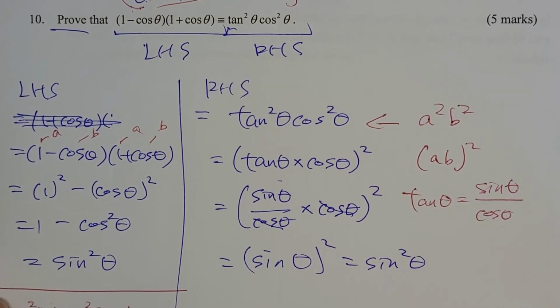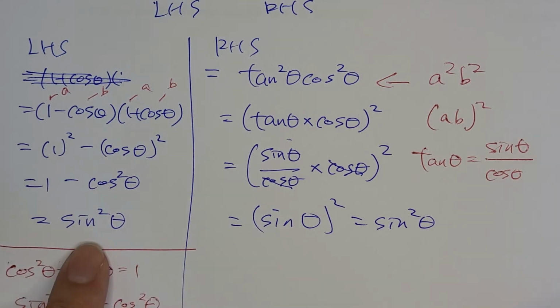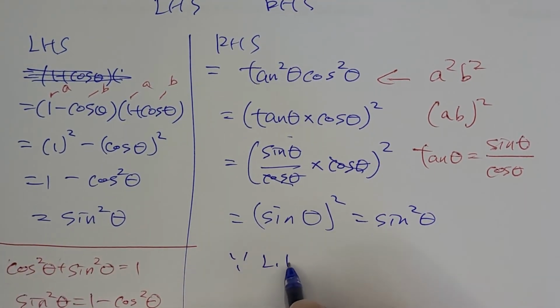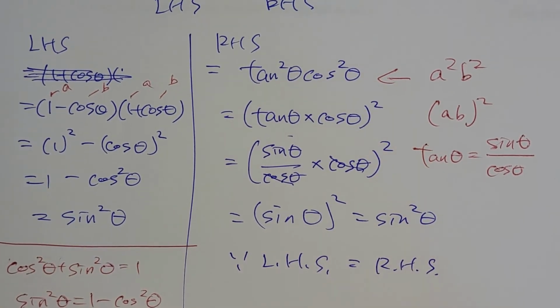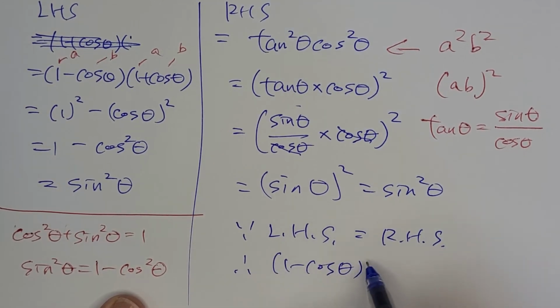Okay, so left hand side you simplified it, right hand side you simplified it. Luckily they are the same, because left hand side equals right hand side, therefore this is an identity.